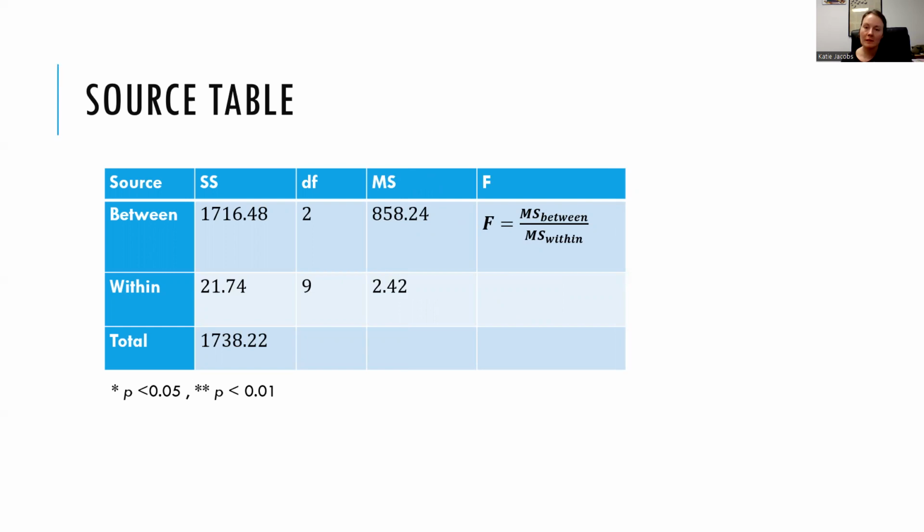That leaves us with one thing that we need to calculate, which is the F statistic. All we need to do to find that is take our mean squares between and divide it by our mean squares within, and it'll give us our F statistic.